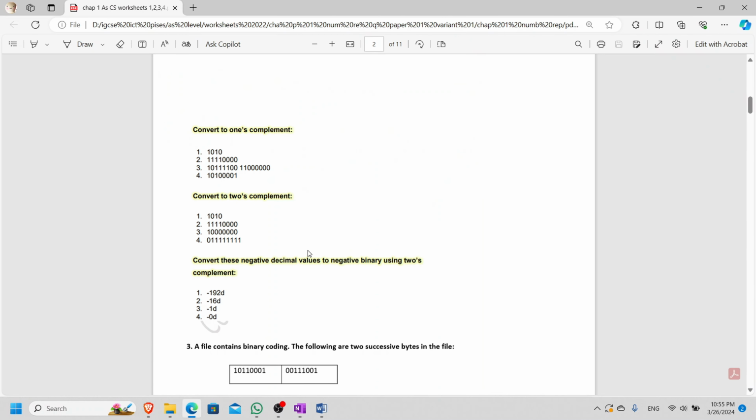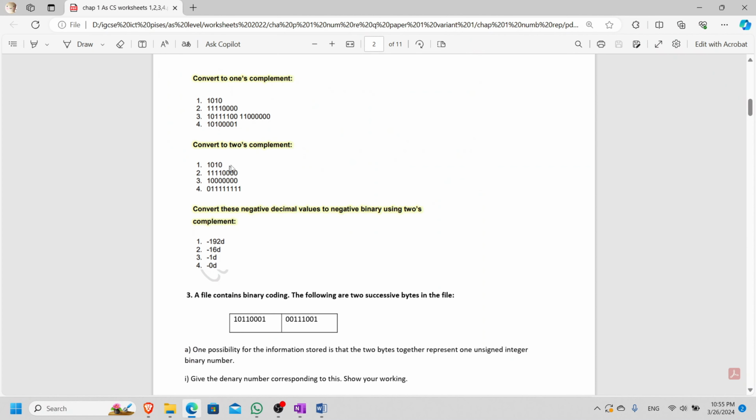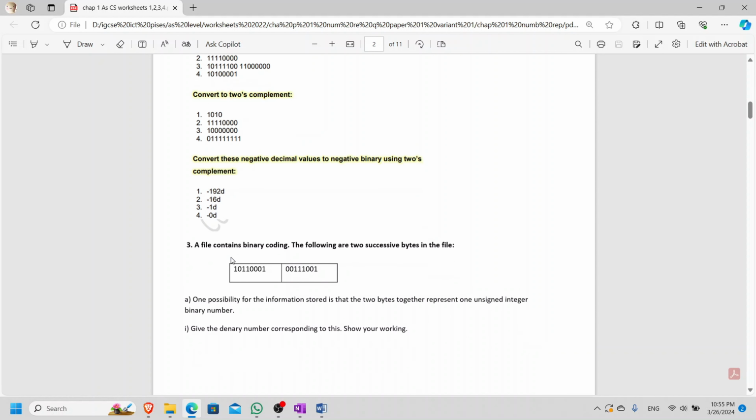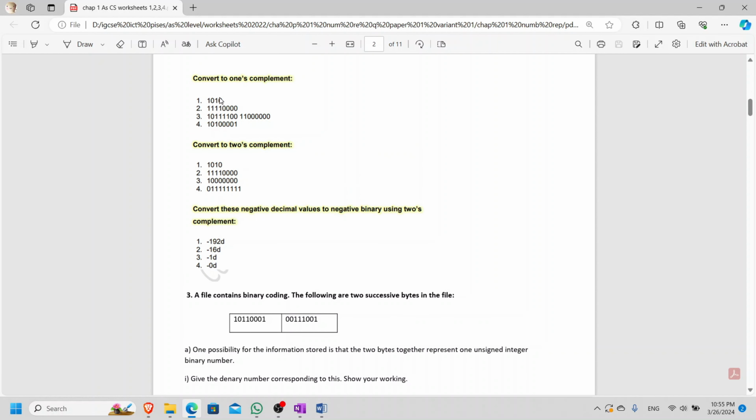Okay, so let me show you the next part. These are your homework, and please write in the comments what will be the answer for parts 1, 2, 3, and 4. Now next one is, you have to convert into 2's complement, right?